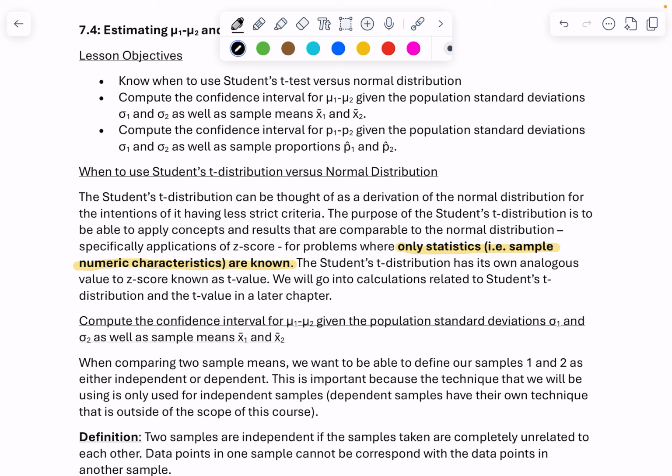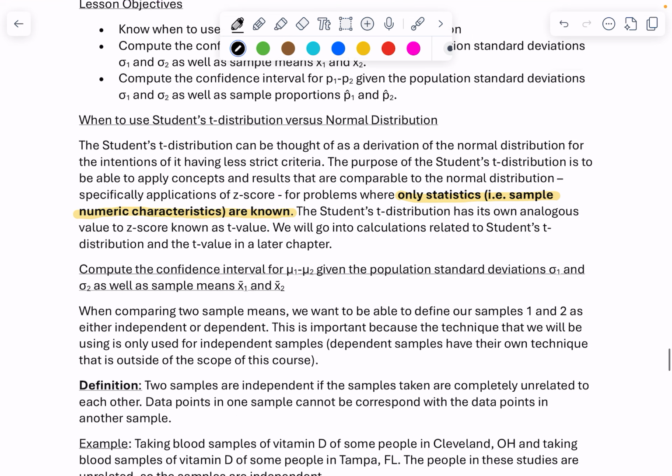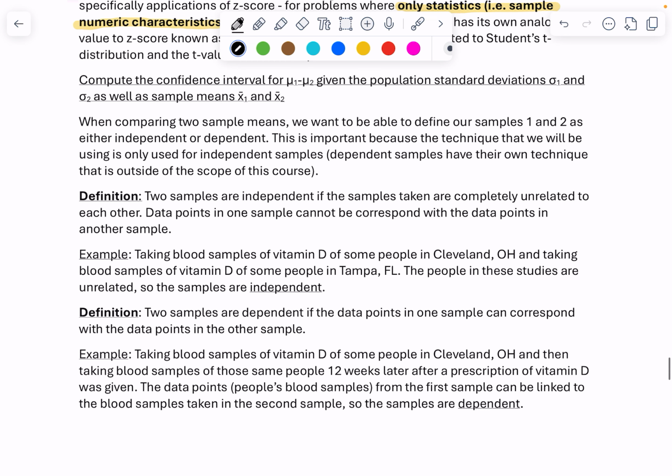After that aside, let's go into the meat of section 7.4, where we're going to be computing confidence intervals and looking at the comparison of two means. In these problems, we're going to be given the population standard deviations as well as the sample means. When we're comparing two different sample means in general, we want to figure out if our samples are independent or dependent.